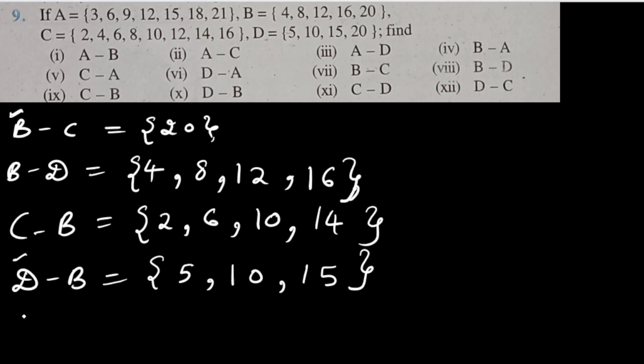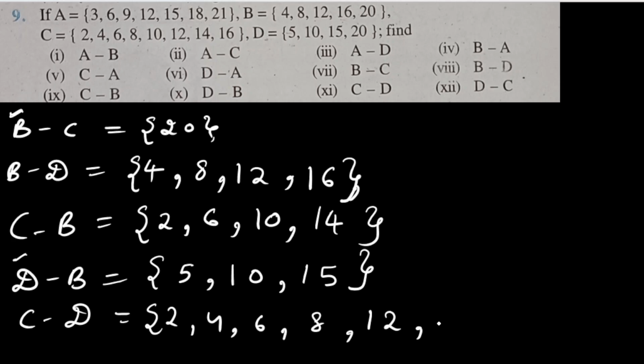C minus D. 2 is not there. 4 is also not there. 6 is also not there. 8 is not there. 10 is there, 10 we cannot write. 12 is not there. Then 14 is not there, and 16 is not there. Then 16 we can write.